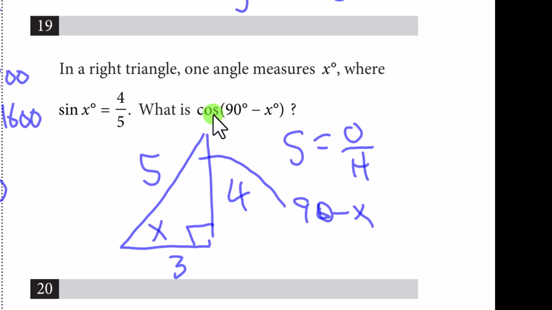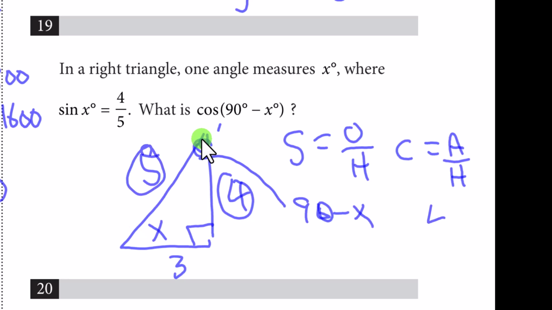Now, cosine, again, is adjacent over hypotenuse. Relative to the position of that angle, adjacent is going to be what? Compared for this angle up here, the adjacent is the 4, and hypotenuse is 5 again, so it's still 4/5, and that is the answer.